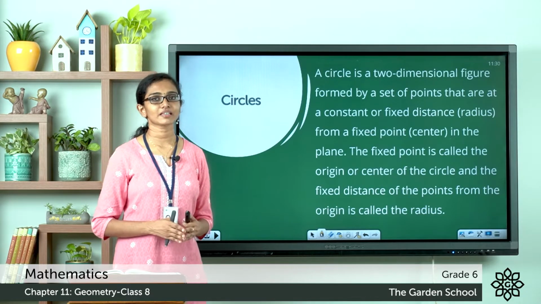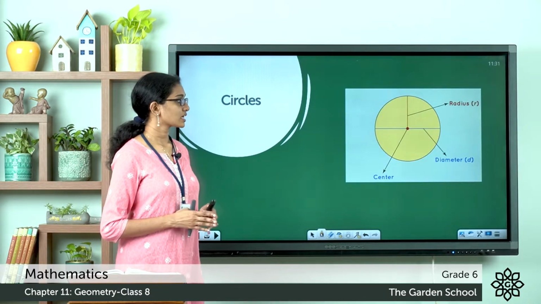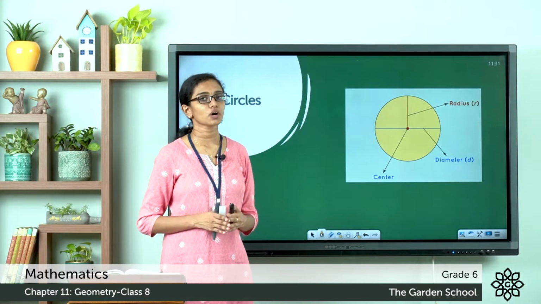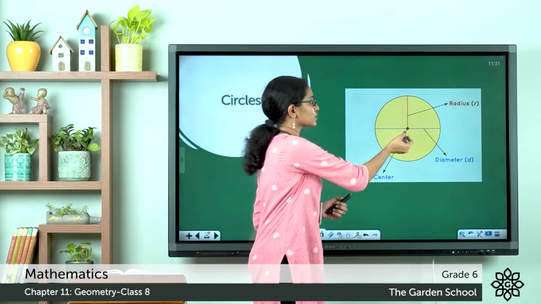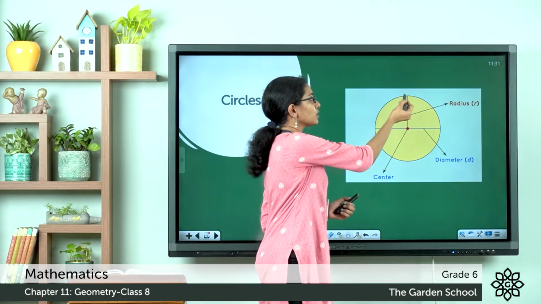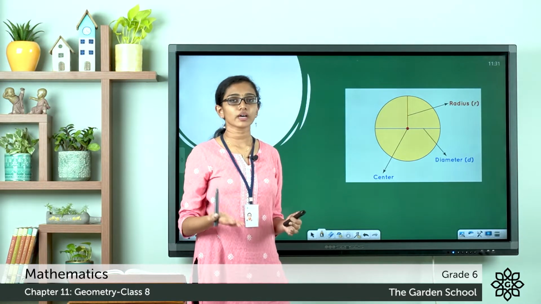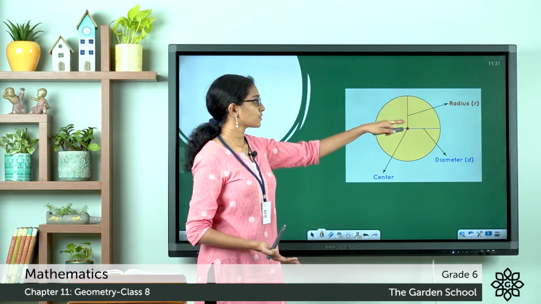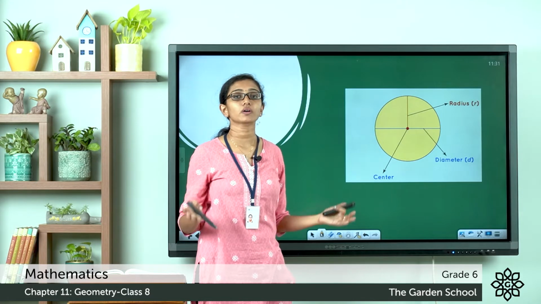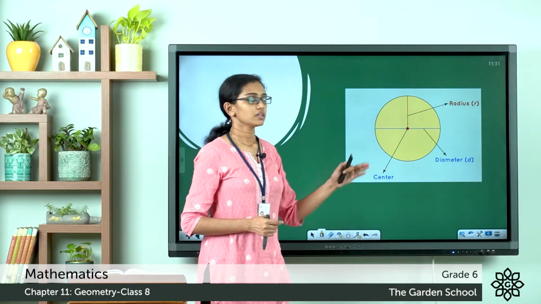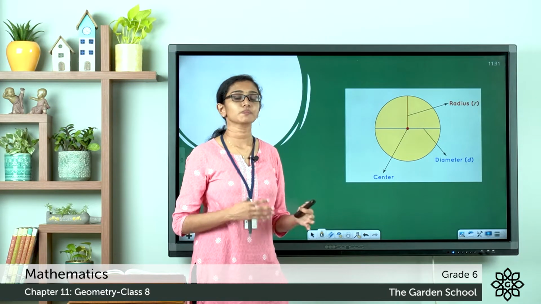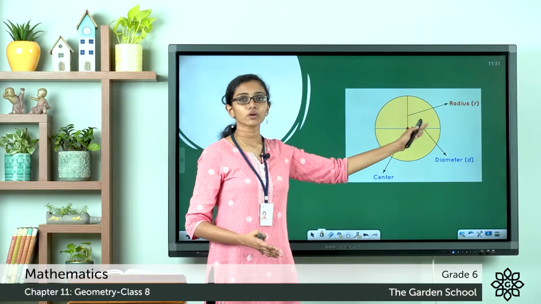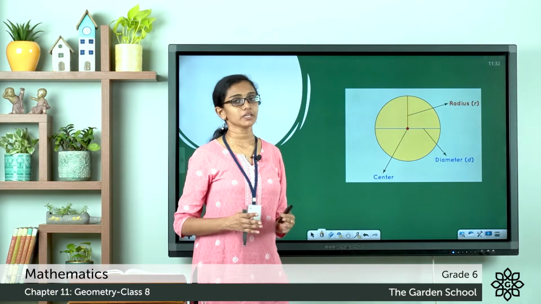Let's see a figure and make it more clear. Look at this picture here. There is a circle and you can see here the center or origin of the circle. Now do you see this straight line segment that connects the center to a point on the boundary of the circle? That is called the radius of the circle. So it is the distance from the center of a circle to any point on the boundary of the circle. Now here you can see a straight line segment which is passing through the center and it connects two opposite points on the boundary of the circle. That's called the diameter of the circle.